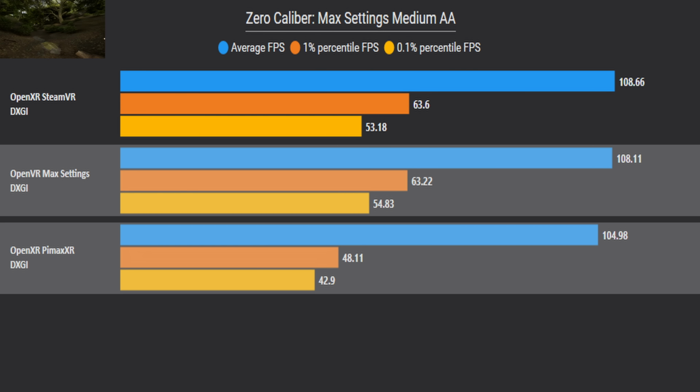1% lows on OVR are a staggering 31.4% better than PimaxXR, while the 0.1% lows likewise go up by 27.8%. That is a tremendous difference you will feel, especially when the frame rate in general is as inconsistent as this. But there's some interesting reasons for these results.